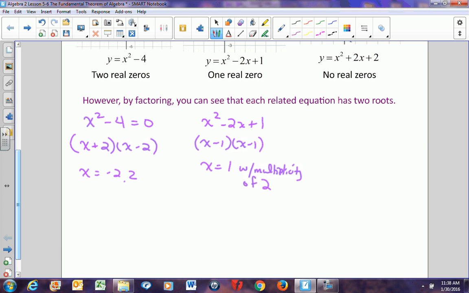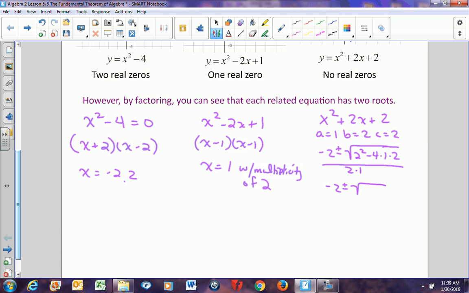If we look at x squared plus 2x plus 2, factoring this one's a bit more difficult. It's easier if you put it in the quadratic formula. So a equals 1, b equals 2, c equals 2: negative 2 plus or minus the square root of 2 squared minus 4 times 1 times 2, all divided by 2 times 1. So negative 2 plus or minus the square root of 4 minus 8, which is negative 4, all over 2. So negative 2 plus or minus 2i all over 2, which is negative 1 plus or minus i. So it has complex roots.